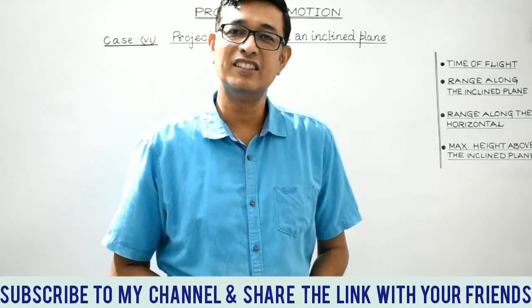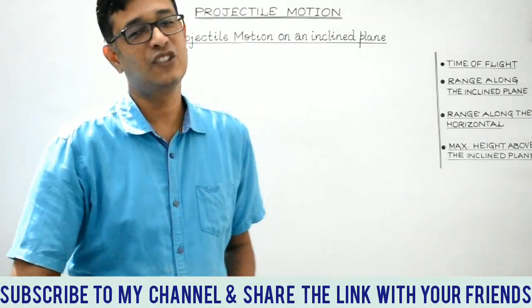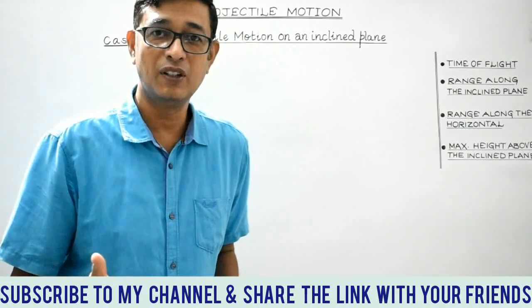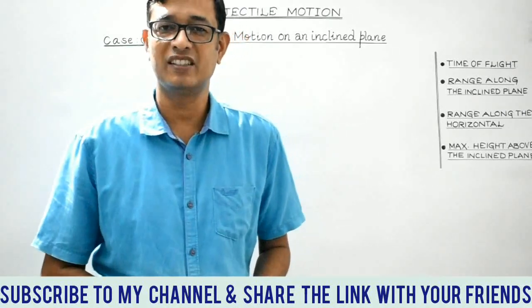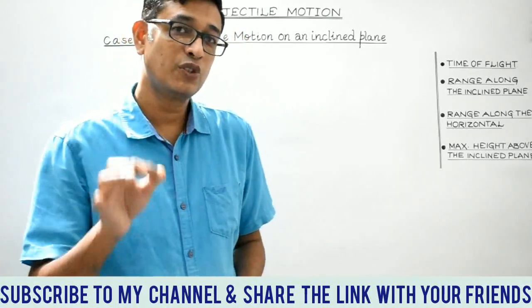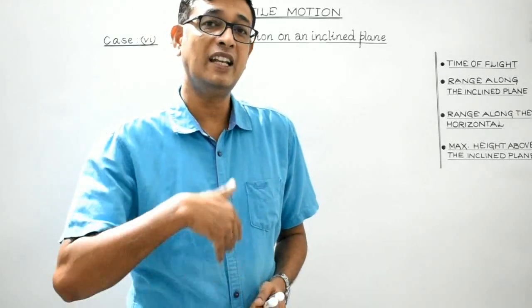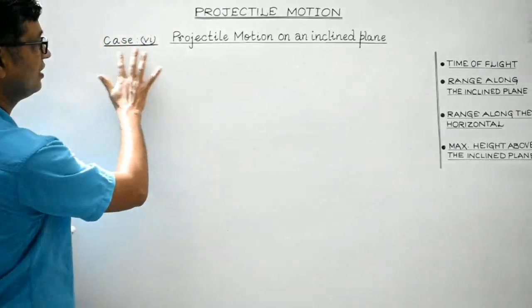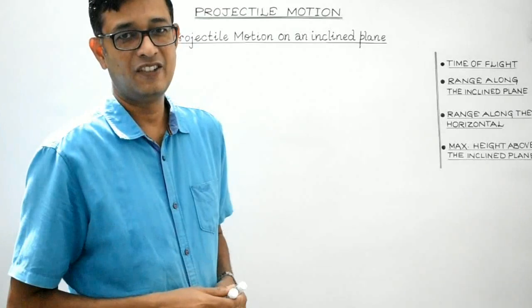Okay, so let's start today's session. We have already done 5 cases of projectile motion. Projectile motion is an example of motion in a plane, that is, a 2-dimensional example, right? So today in this session, we'll be discussing projectile motion on an inclined plane. So this is case 6. We will discuss projectile motion on an inclined plane, right?